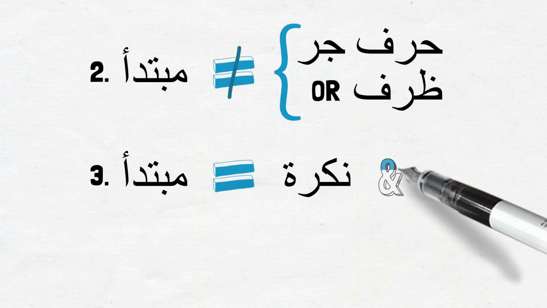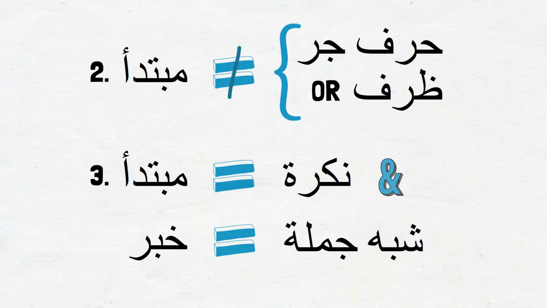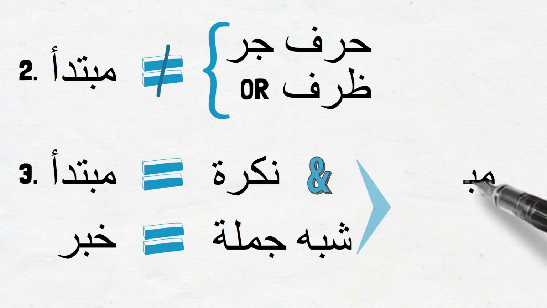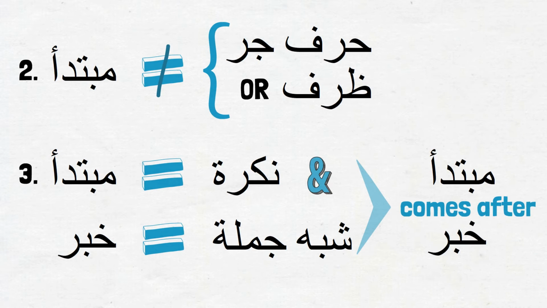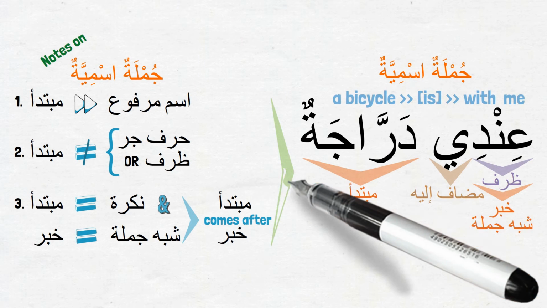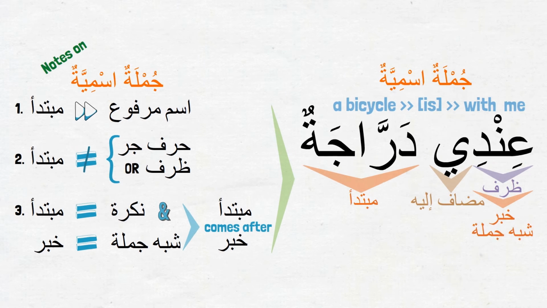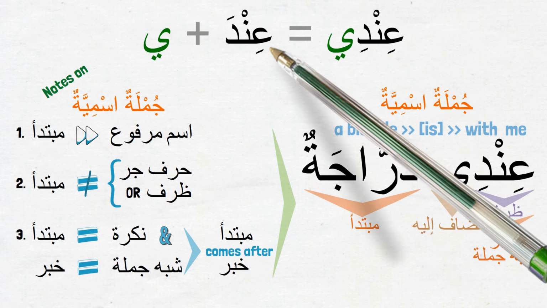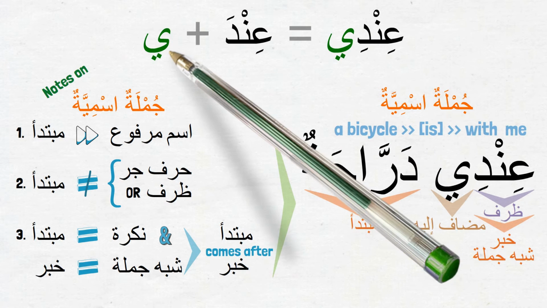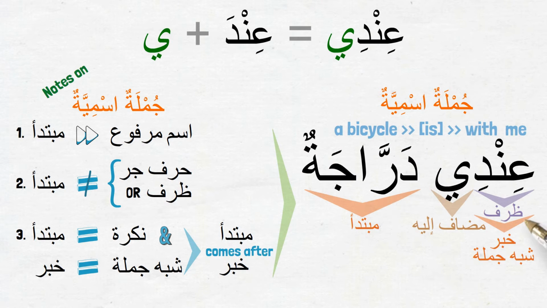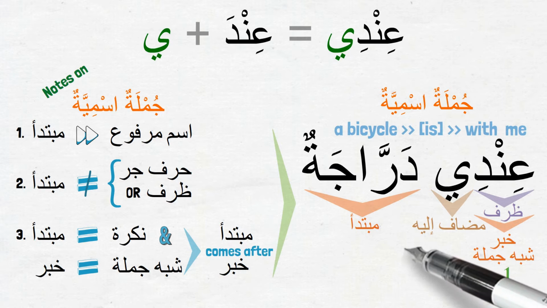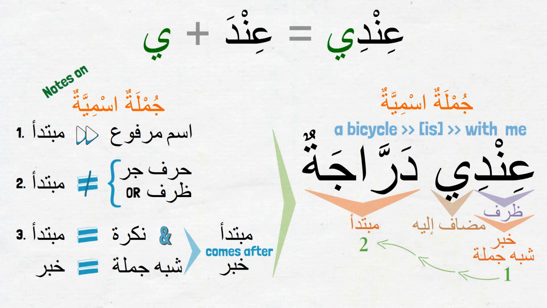Third, if مبتدأ is nakira and the khabar is شبه جملة, that is jar majrur or ظرف, مبتدأ should come after the khabar. In our example, we see that the مبتدأ دراجة is nakira. And عندي is the combination of ظرف عند and ضمير متصل يا, coming as مضاف إليه. So the khabar is the ظرف عند of the ظرف and مضاف إليه combination. And it is a شبه جملة type khabar. That is why we expect the khabar عند to come first and the مبتدأ دراجة coming after it.